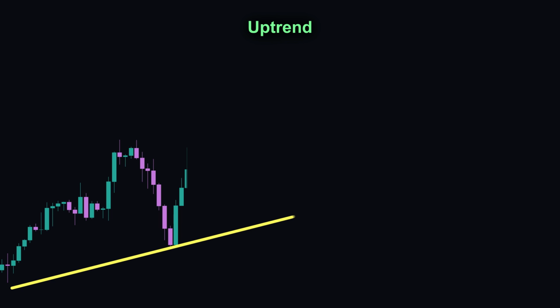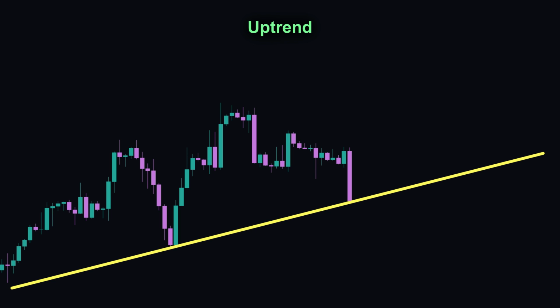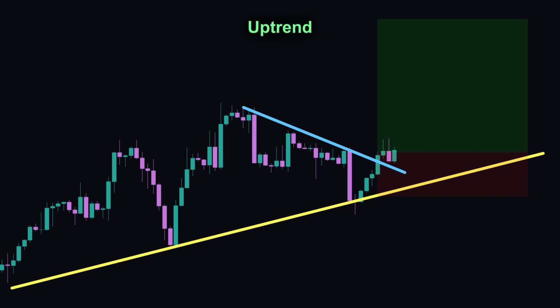One effective technique to confirm a continuation pattern is to draw a mini trend line right at the pullback. This helps validate the potential continuation of the trend before considering entering a trade. After drawing the mini trend line, the next step is to wait for the price to confirm the continuation pattern by breaking out of this mini trend line. Once the pattern is confirmed, you can consider taking a buy position.